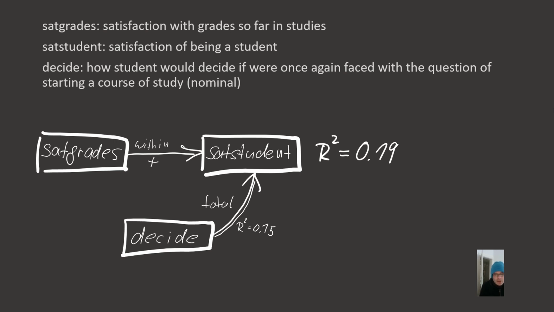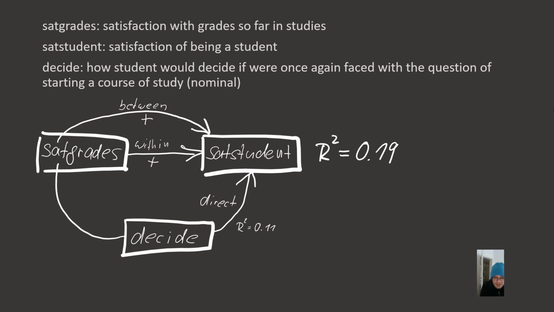But we are not done here. We want to have a closer look at how Decide affects SAT student. There are two paths, the direct and the indirect effect of Decide on SAT student. And up to now, we just lumped them together as the total effect, but we can split up that total effect.